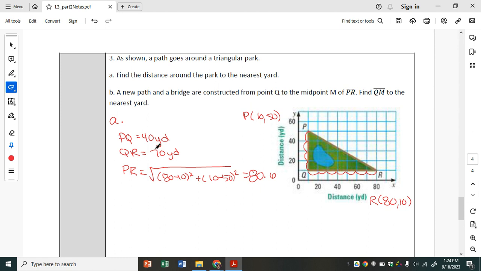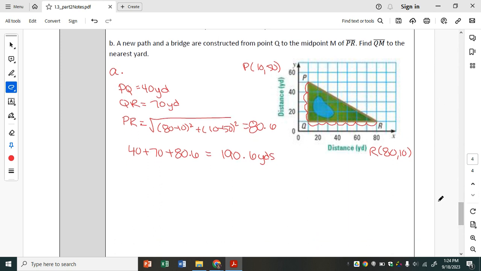And then we need to go through and we need to add all three of these sides to find the distance around the park. So for letter A, we're taking 40 plus 70, which is 110. 110 plus 80.6 would tell me that the distance is about 190.6 yards all the way around this triangular park here.